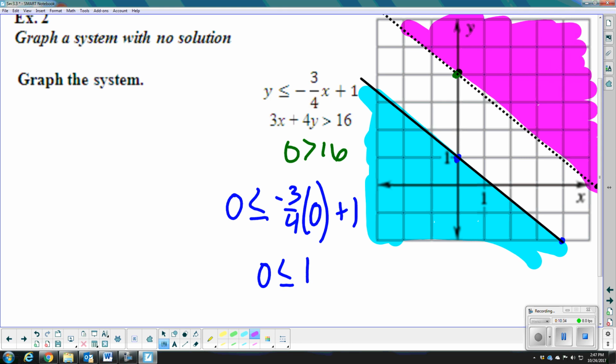So my solution for the second inequality is above the line, which if you look at the graph, you can see that at no point do those solutions intersect. That means that there is no solution for the system. Even though there's a solution for the first inequality here and a solution for the second inequality up here, there's no solution for the set, the system. So we can say no solution.